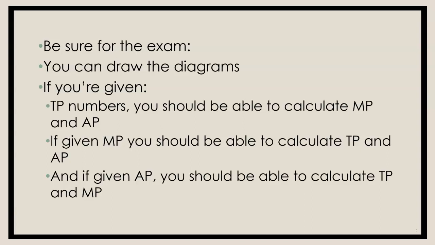And if I give you certain numbers about total product, you should be able to calculate marginal product and average product. If I give you marginal product, you should be able to calculate total product and then average product. And if I give you average product, you should be able to calculate total product and marginal product. So if I give you any numbers, you should be able to go through and calculate all the other numbers using the definitions of total product, average product, and marginal product. And of course, you should be able to graph everything.